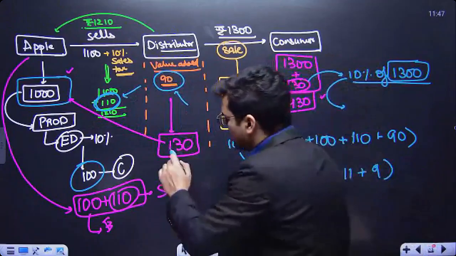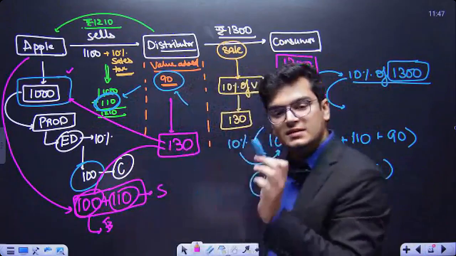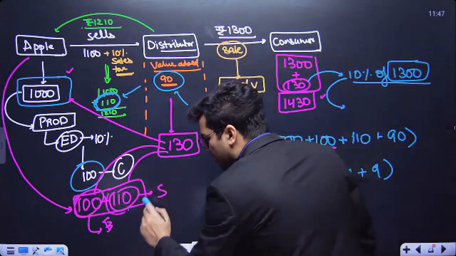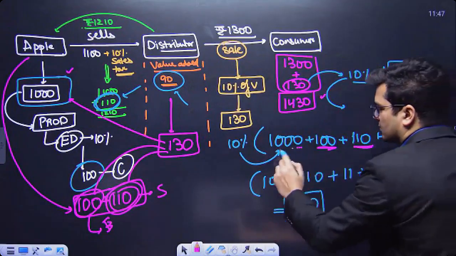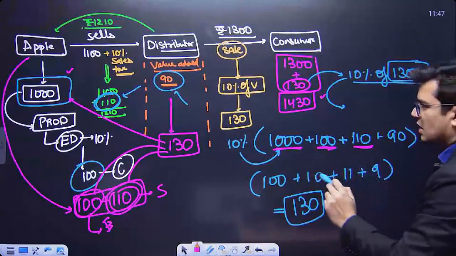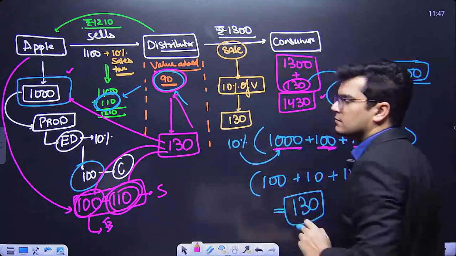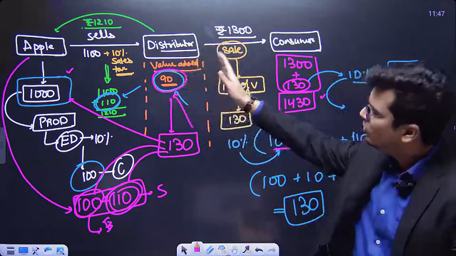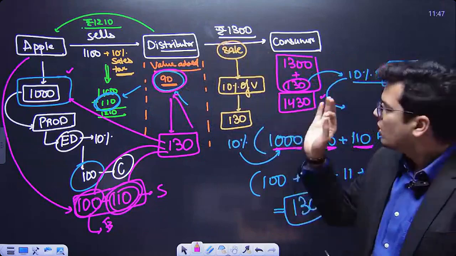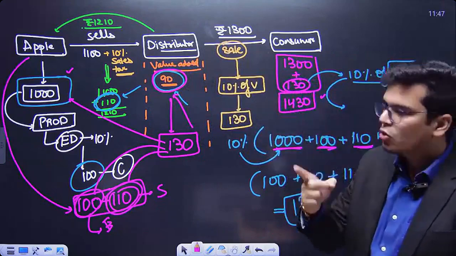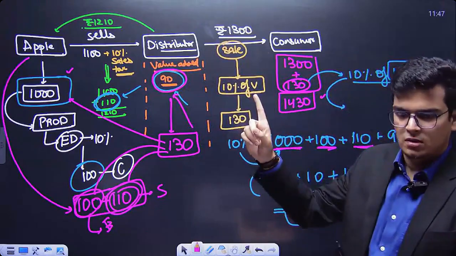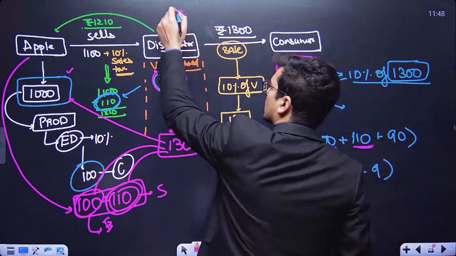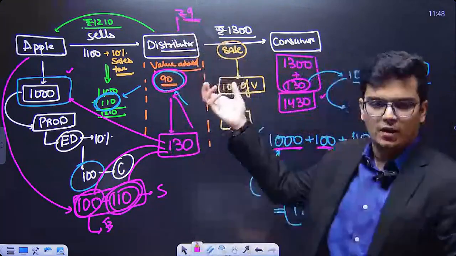This 130 also comes from this 100. This is tax on tax. This 130 also comes from this 110. This is also tax on tax. The last comes from this 90. This is okay because this was new value added by the distributor. So ideally, the distributor should be asked to deposit only 9 rupees now, because that is the fresh value added.